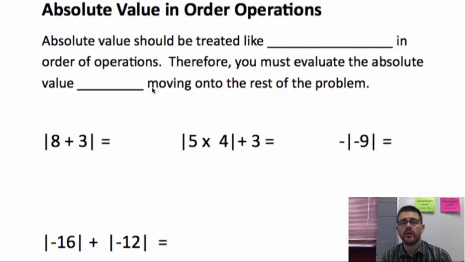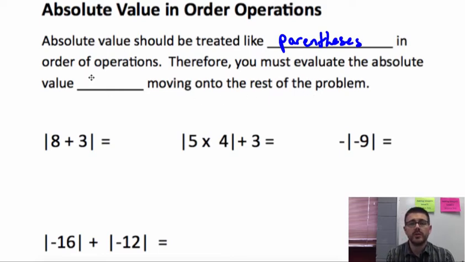Absolute value in order of operations. Absolute value should be treated like parentheses. Basically, absolute value is a type of parenthesis or a type of grouping symbol. Therefore, you should always evaluate absolute value first before moving on to the rest of the problem. So think of absolute value as kind of like parentheses. You got to do inside the parentheses first, and then you take care of everything else on the outside.